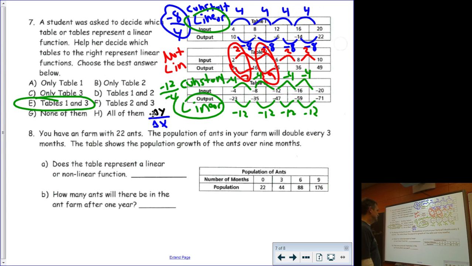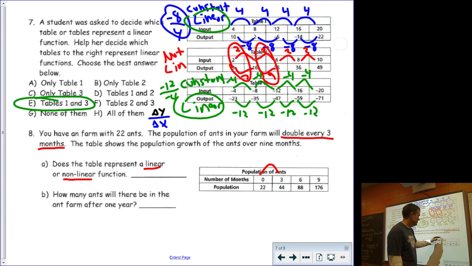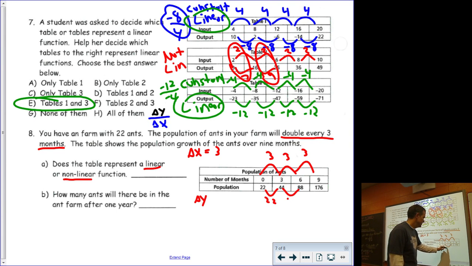Double every 3 months, the table shows. Okay, so it doubles every 3 months. So let's see, is it linear or nonlinear? Well, to check linear or nonlinear, I'm going to check the rate of change. 3, 3, 3. So the change in x equals 3. The change in y is 22, 44. Well, already I can tell it's not linear, right?